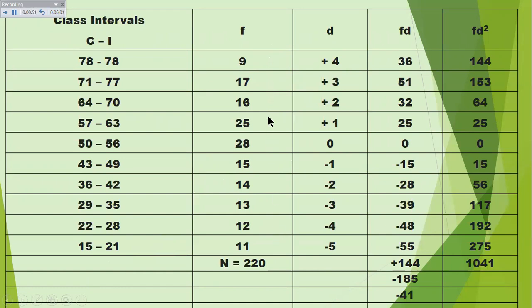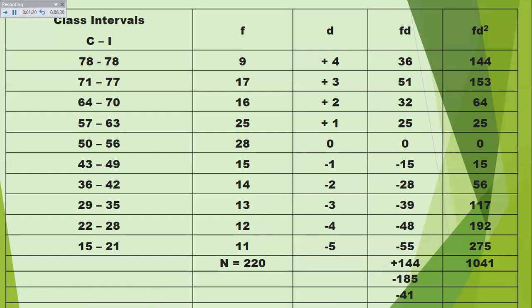Let us discuss the frequency. First frequency 9, then 17, then 16, then 25, then 28. 28 is the highest frequency. Then 15, then 14, then 13, then 12, then 11. Which is the highest frequency? 28. Hence, its D should be 0.